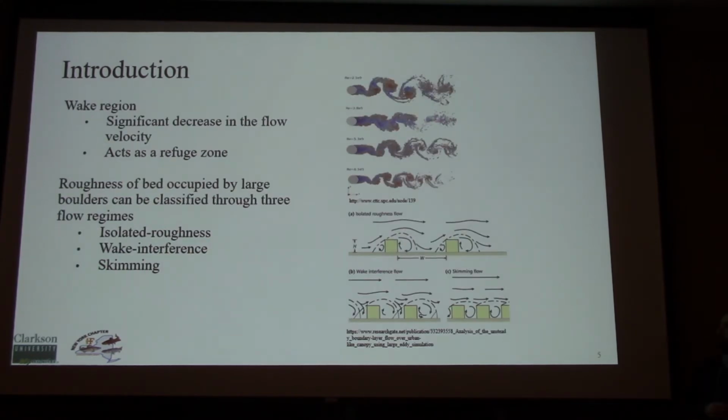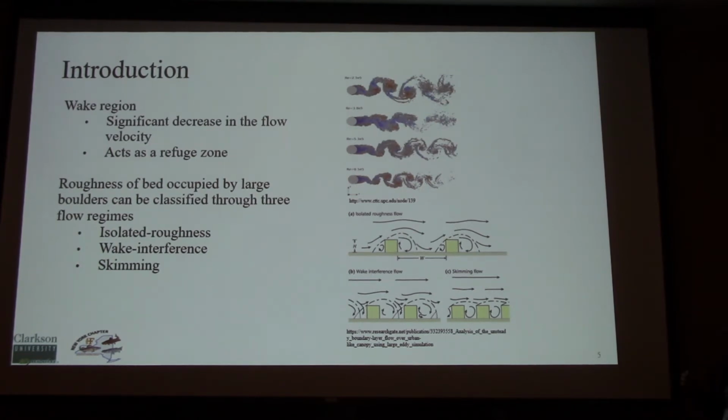So let's talk about some basics of flow field around the roughness element like a boulder. Behind the roughness element like boulder, there is a wake region. In this region, the velocity decreases significantly. So it can act as a refuge zone for fish and other species.